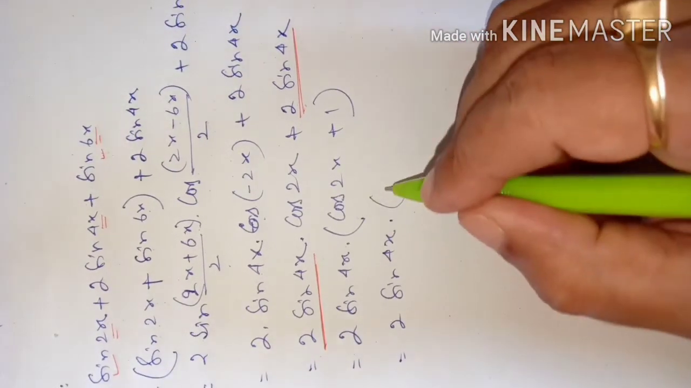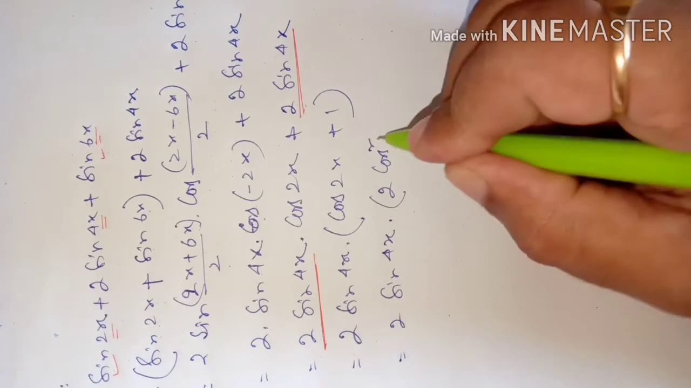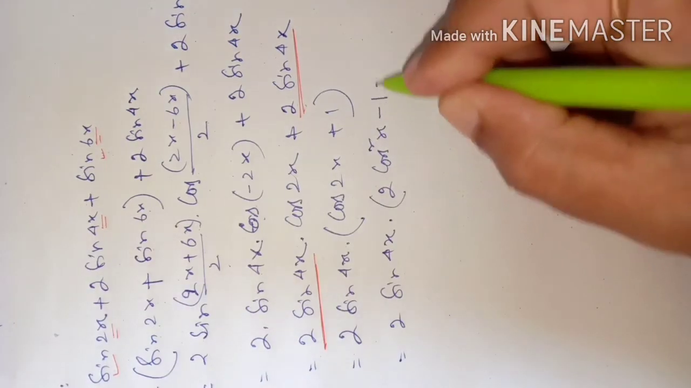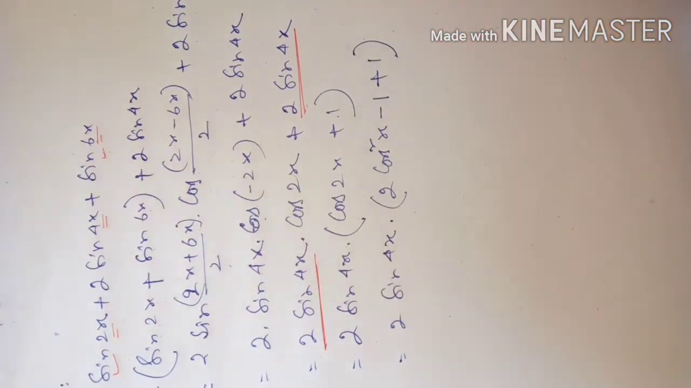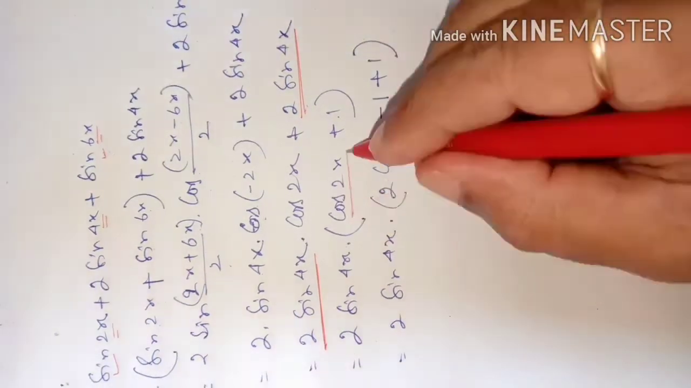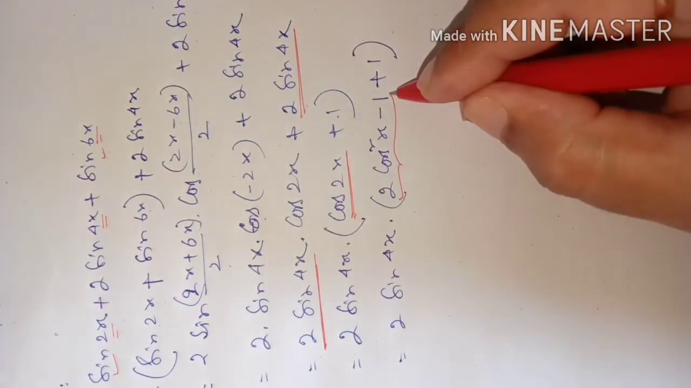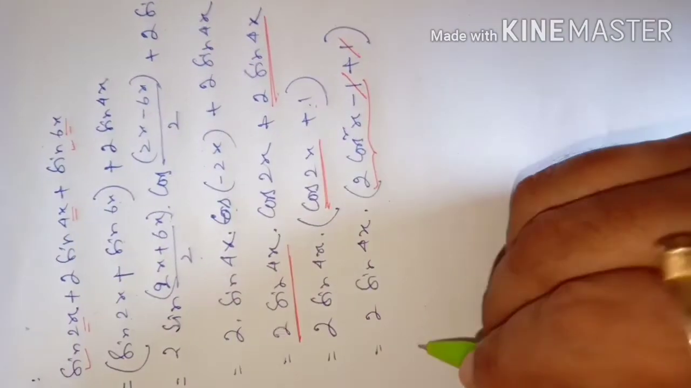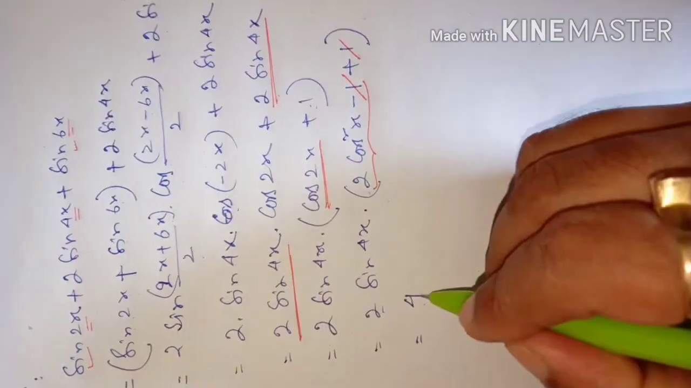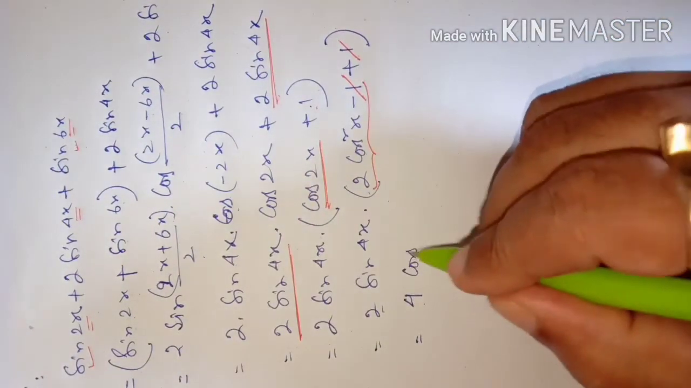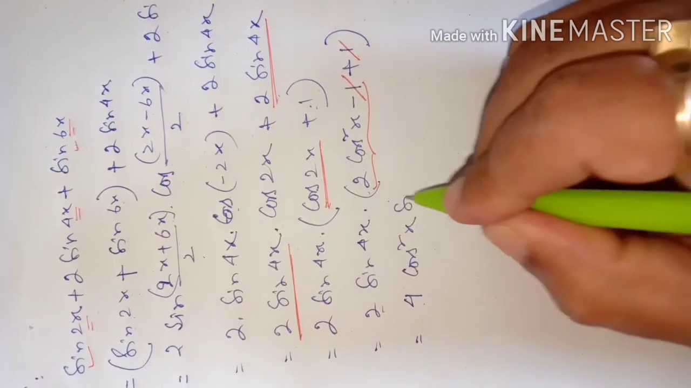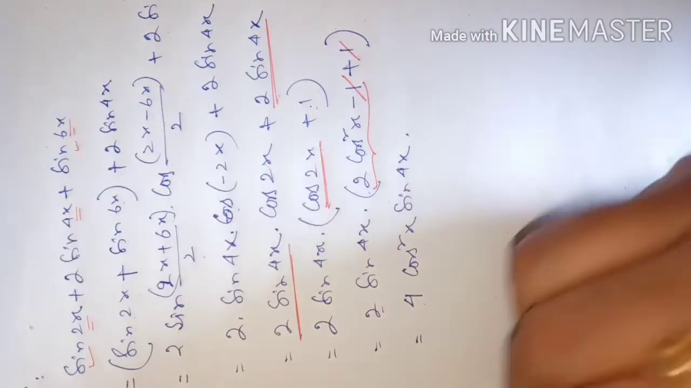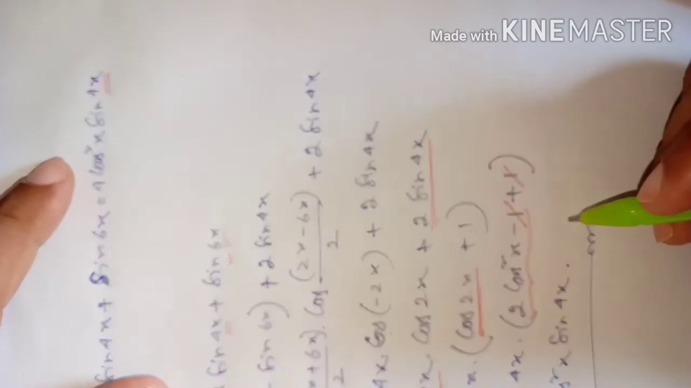So cos 2x is 2 cos square x minus 1, plus this 1. For this cos 2x you have 2 cos square x minus 1 and plus this 1. So this minus 1 and plus 1 will get cancelled. The final thing is like this: 2 into 2 is 4, then cos square x is there, then sine 4x is there. So this is the result, the right hand side of the expression. So hence proved.